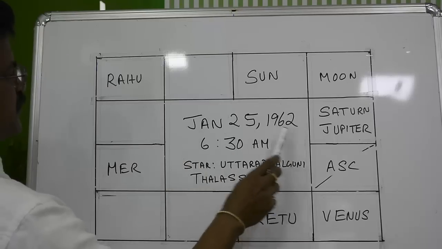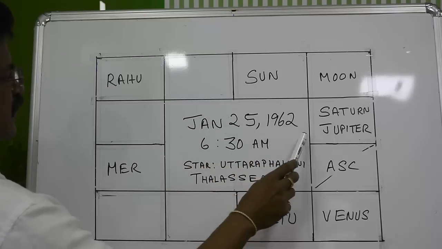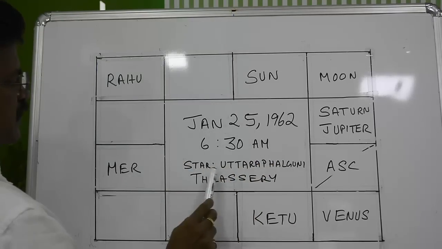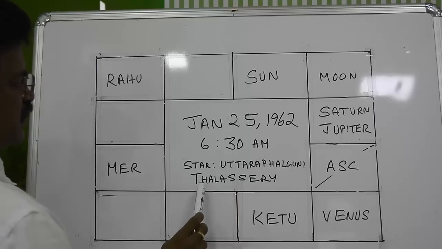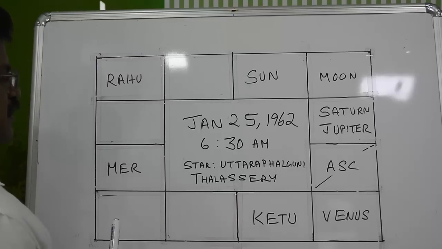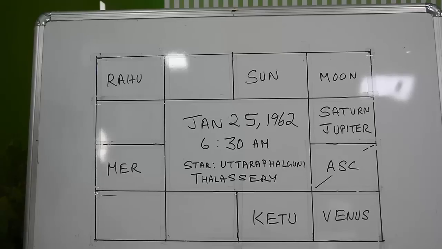So this is a horoscope of a person born Jan 25, 1962, 6:30 AM, and it is said that this person's nakshatra is Uttara Phalguni and born in Thalassery, a place in Kerala, India. And take a good look and try to find as many mistakes as possible, and inform me the mistakes that you can spot on this horoscope.